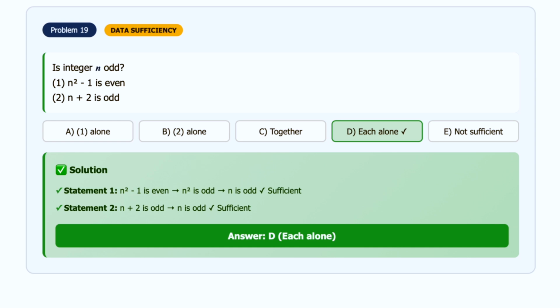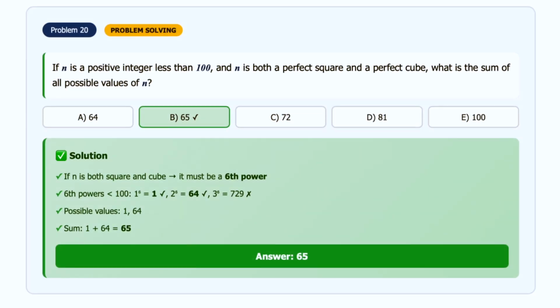Problem 19 is data sufficiency. Is integer n odd? Statement 1. N squared minus 1 is even. That means n squared is odd, because odd minus 1 is even. And if n squared is odd, n must be odd. Sufficient. Statement 2. N plus 2 is odd. That means n is odd, because odd minus even is odd. Also sufficient. Each statement alone is enough. The answer is D.